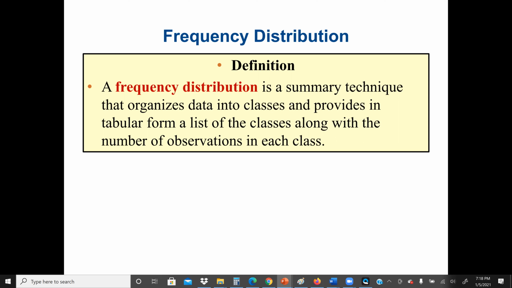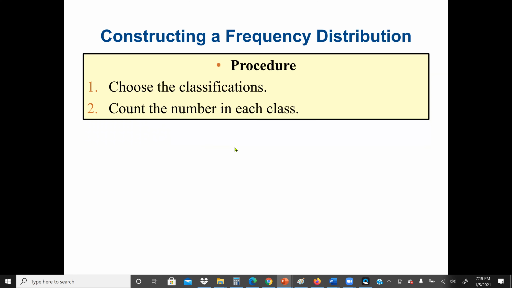So the first thing is the definition. Here we say the frequency distribution is a summary technique that organizes data into classes and provides in tabular form a list of classes along with the number of observations in each class. So from the definition, the main goal is to organize our data into different classes, and we are going to count the frequency of each class. Again, we're going to see an example soon.